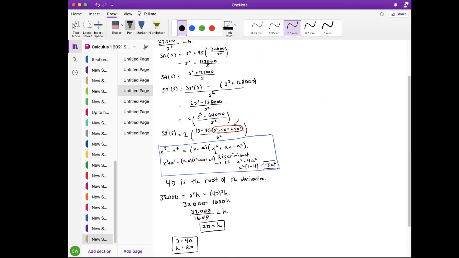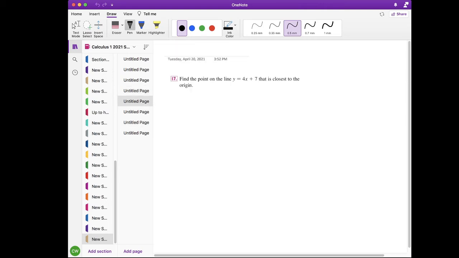All right, so let's go to the next one. Oh, here's a fun one. Find the point on the line y equals 4x plus 7 that is closest to the origin.